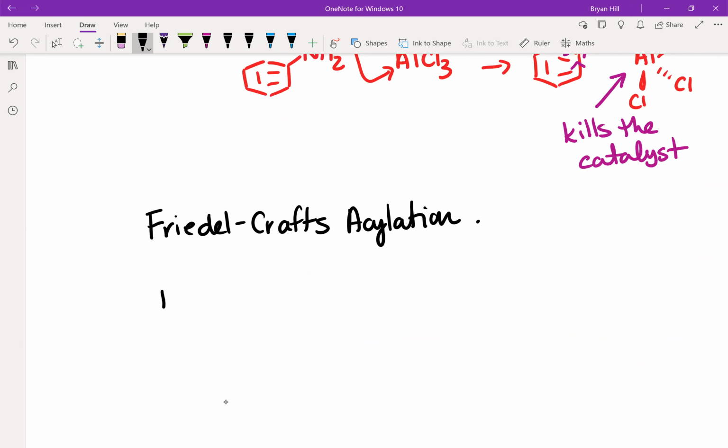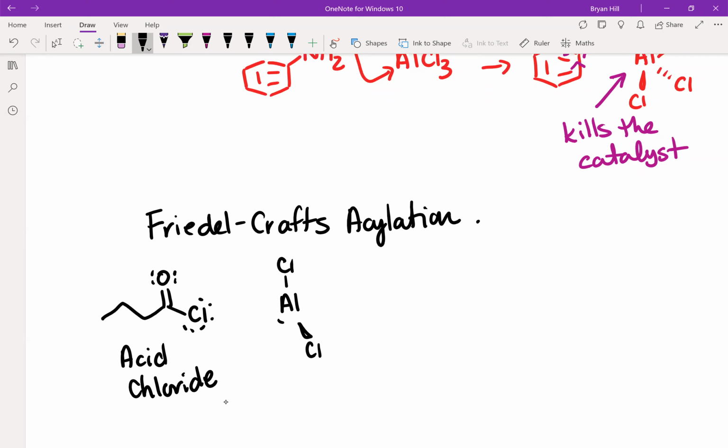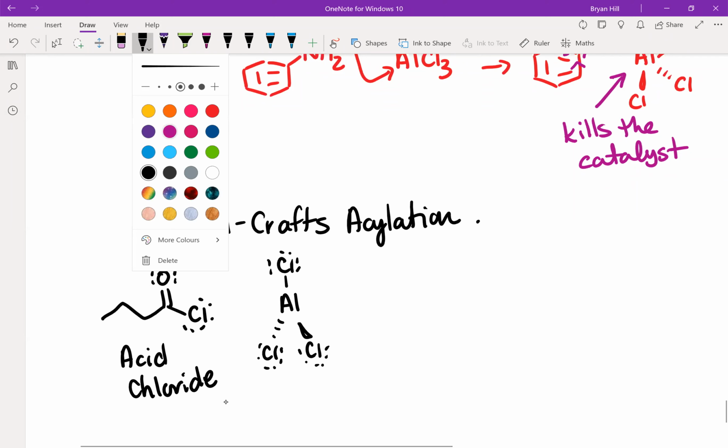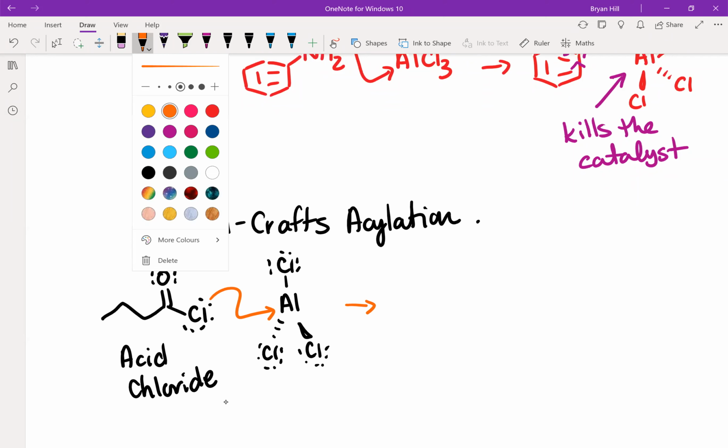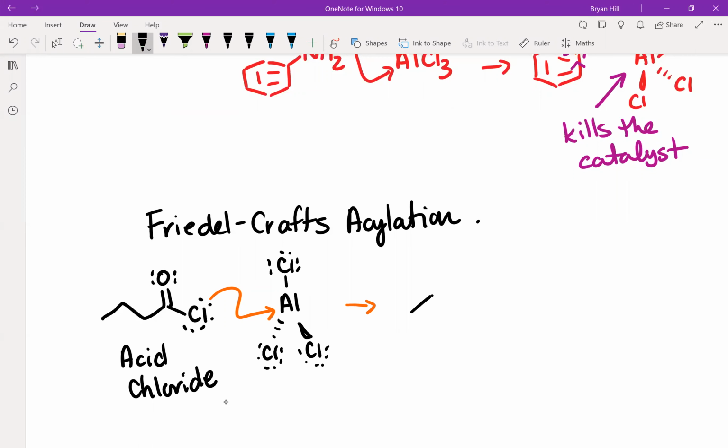So instead of using an alkyl chloride, they use an acid chloride. And this will complex with the aluminum trichloride. Using our lone pairs, a similar sort of thing happens. You form a complex. And then here something slightly different takes place.